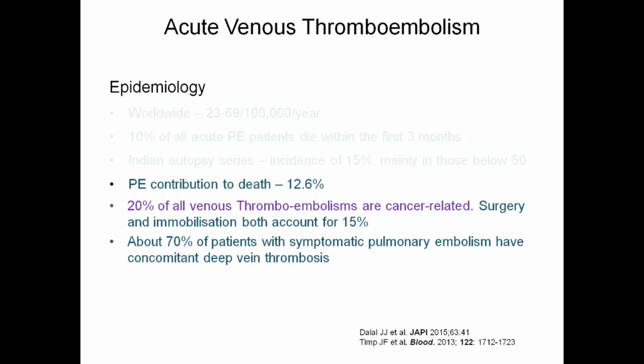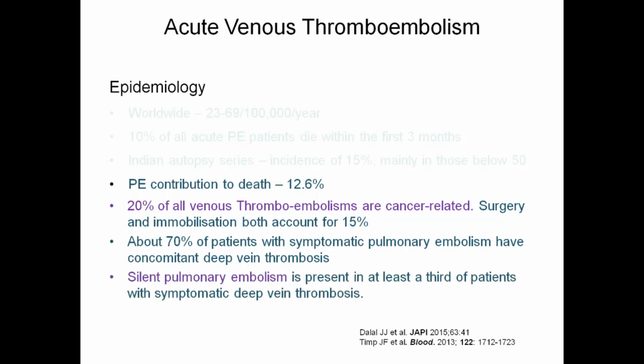Silent PEs can be there in around a third of patients with symptomatic DVT. So if you reverse the situation, in which you have a symptomatic DVT and you do chest imaging, in around one-third of the patients you will find silent pulmonary embolism that is not symptomatic. These patients are not symptomatic, so they can become symptomatic. So imaging vice versa is important.